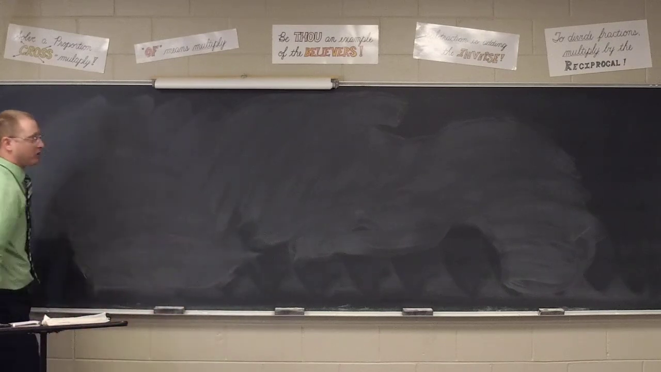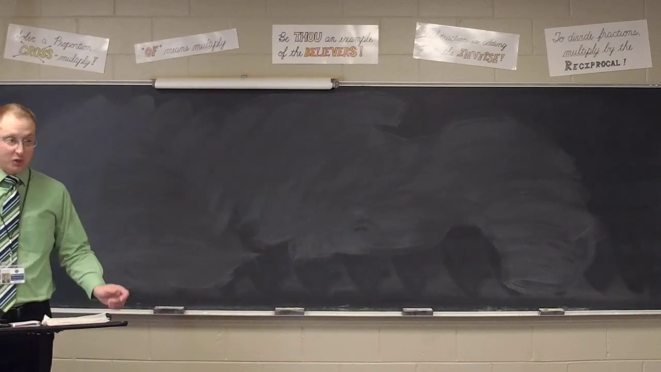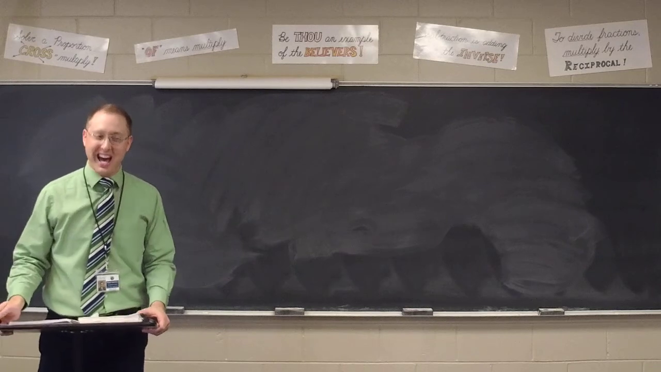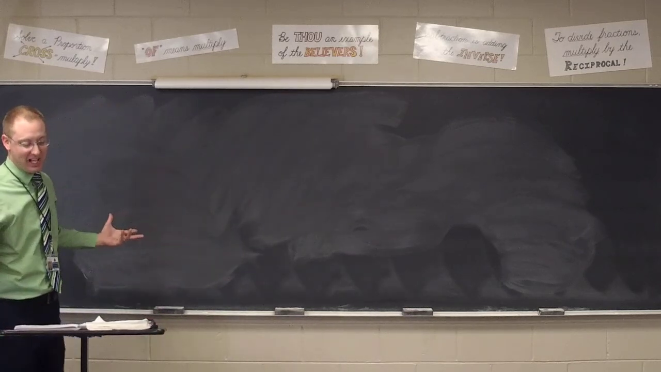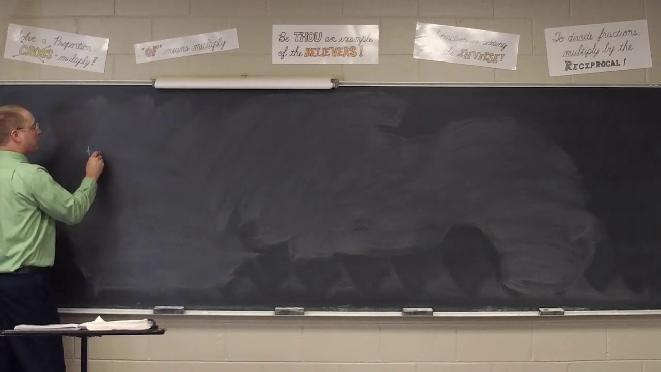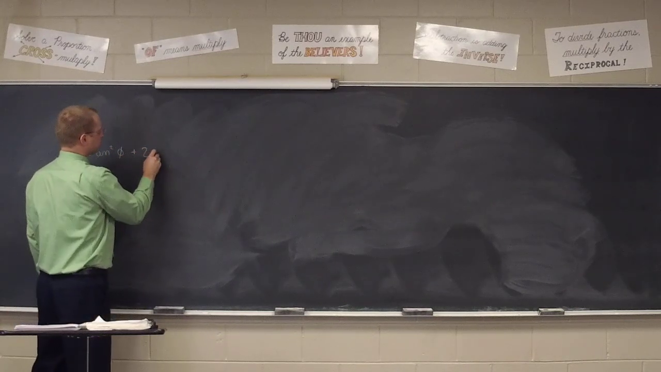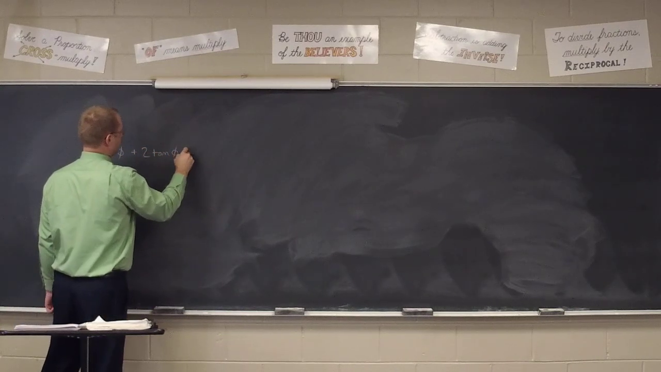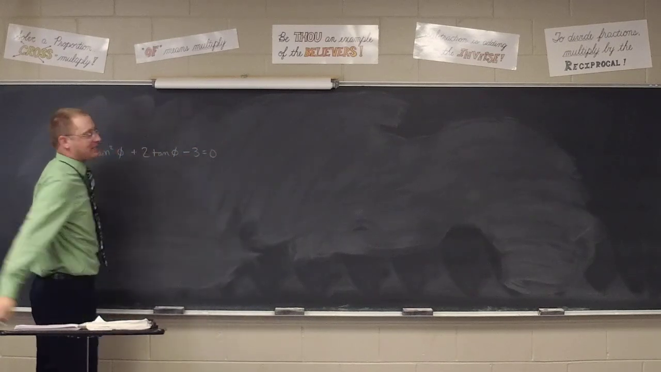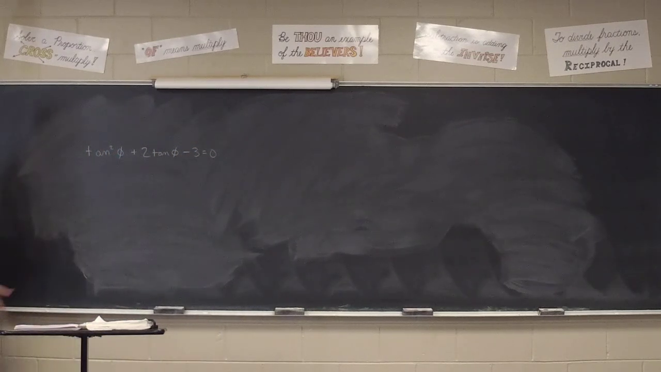There's a word I'm looking for. It starts with a Q. Quadratic. It's quadratic, right? So that's why we want to set it equal to 0. So you're right. Let's send the 3 over as a -3. And once we set it equal to 0, class, then we factor.